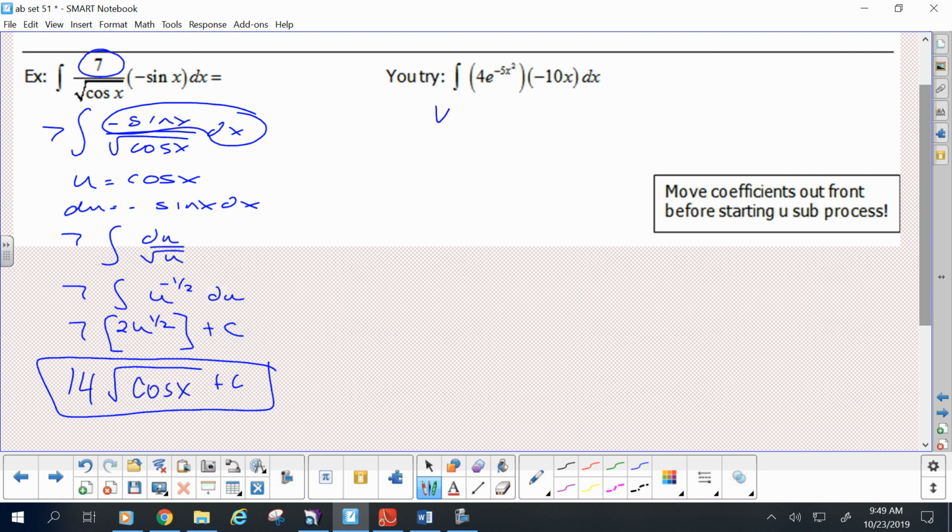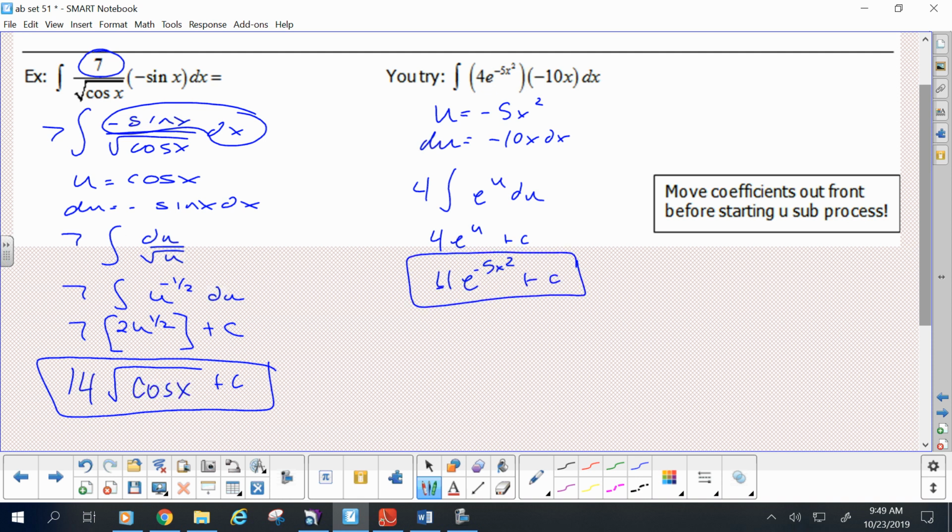What's your u? Negative 5x squared, so du is? Alright, so I see what I have to substitute, but the 4 is nothing I can substitute for. So I'll leave the 4 out front and call it e to the u du. Do you agree? 4e to the u plus c then becomes 4e to the negative 5x squared plus c. Are we cool?